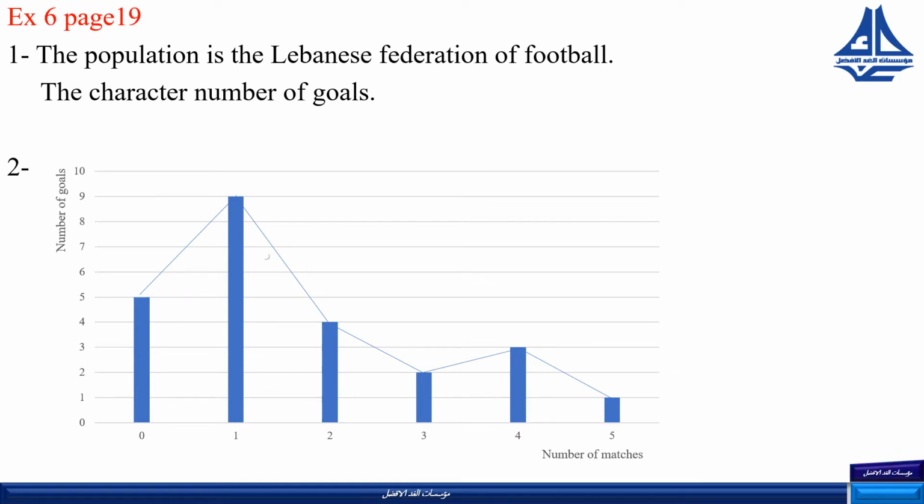We start with exercise 6, page 19. The Lebanese Federation of Football conducts a study on the number of goals scored during the Cup of Lebanon. The results are shown in the table in your books. In the first row, number of goals. In the second row, number of matches. Number of goals from 0 to 5, and number of matches are 5, 9, 4, 2, 3, and 1.